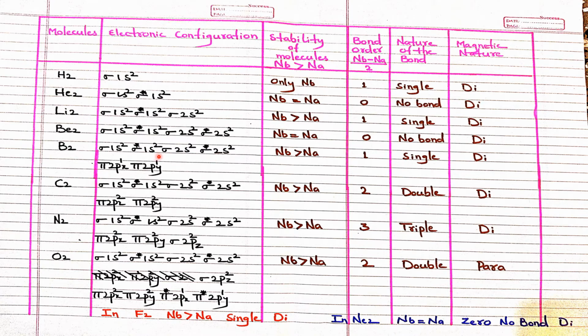Boron, Nb is more than Na, bonding is more, stable. It is stable. Now in the case of boron, Nb equal to 6, Na equal to 4. So (6 minus 4) by 2 equal to 2 by 2. So 2 by 2 equal to what? Single. In the case of boron, single bond is there and it is diamagnetic because all are paired.